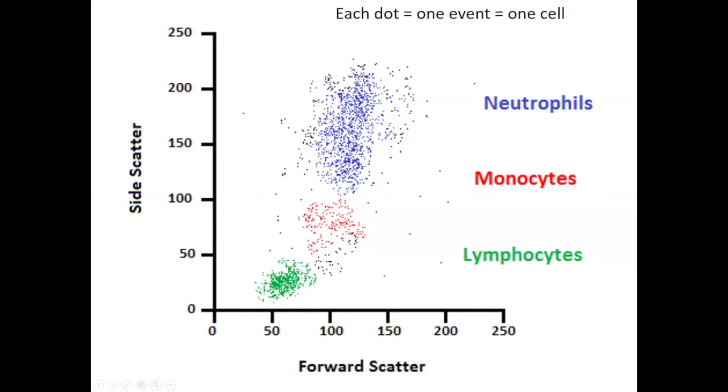Now one question to you. So you have a lymphocyte cluster here. Can you further say whether it's a B lymphocyte or T lymphocyte? Can you say that with forward scatter and side scatter, which is basically your physical characteristics? Can you say whether this lymphocyte is a B lymphocyte or a T lymphocyte?